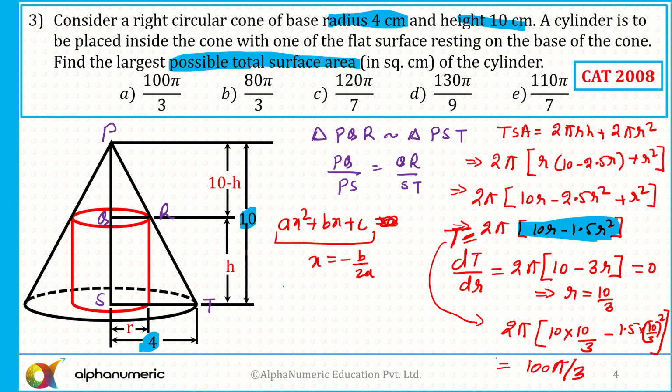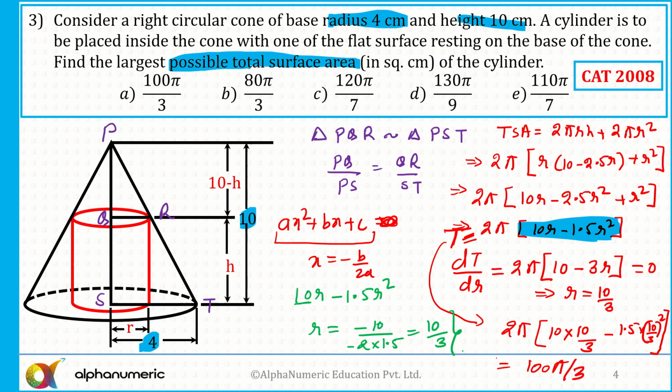In this case, my equation is 10r minus 1.5 r square. As the coefficient of r square is negative, there exists a maxima. So the maximum value will exist at r equal to minus b upon 2a. B is 10 here, so minus 10 upon 2 into minus 1.5. And you can see the radius here is again 10 by 3.